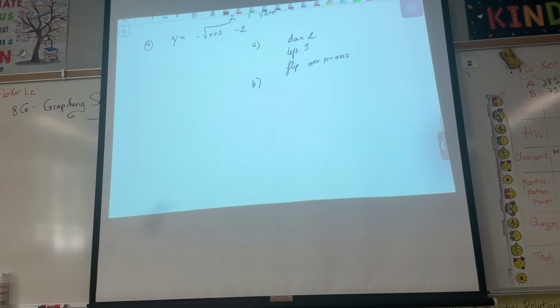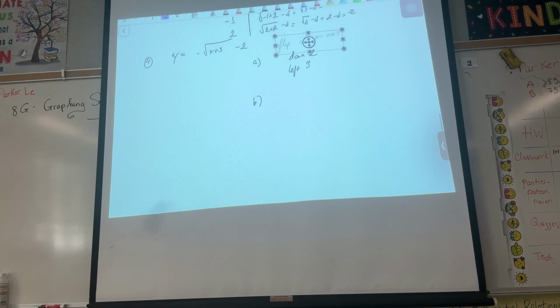Okay, and let me ask you this. They're asking you to write a sequence of transformations. The word sequence means it needs to be in order. Is the order correct right now? What needs to go first? Very good. Okay, flip goes first.